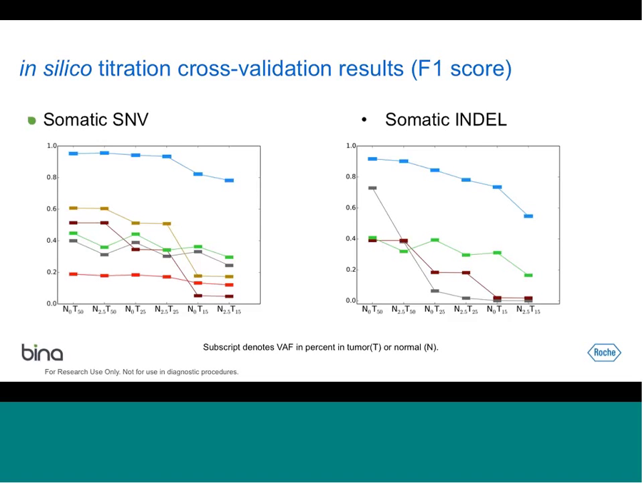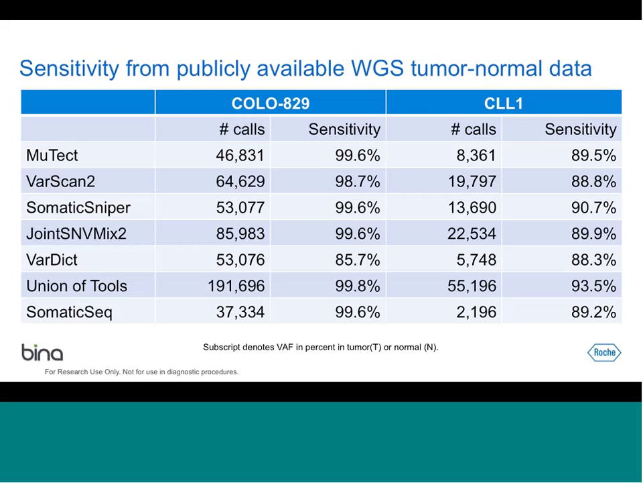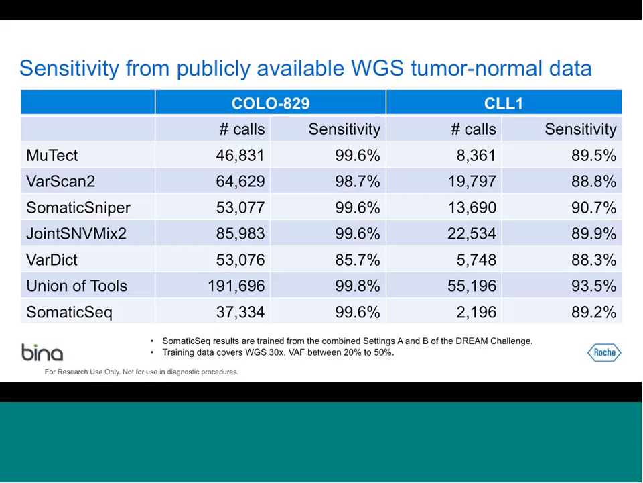We have also validated SomaticSeq on some of the real data we have downloaded, and we tested its result against validated data sets. 2 data sets here. One is Colo 829, that is a melanoma cell line. CLL1 is a leukemia cell line. So for Colo 829, for instance, there are about 450 validated mutations.